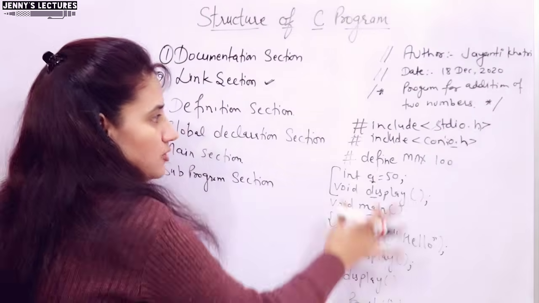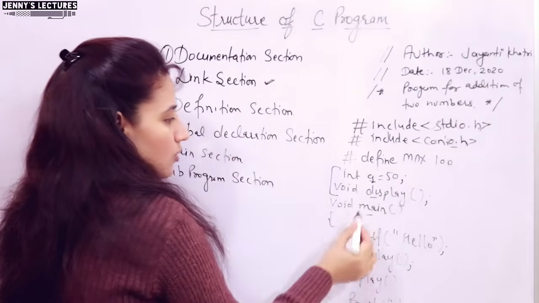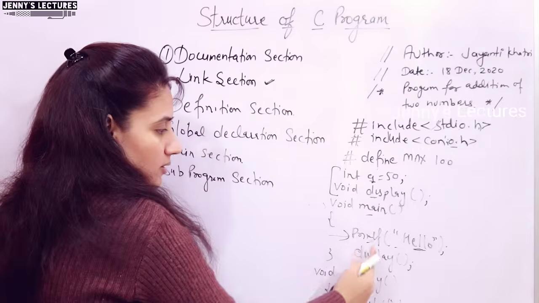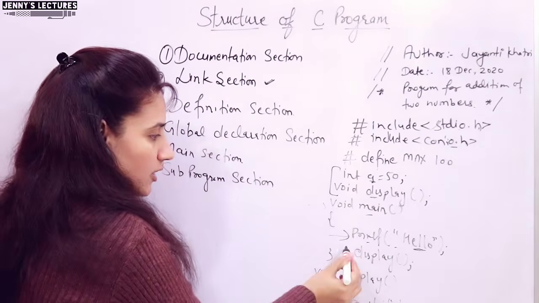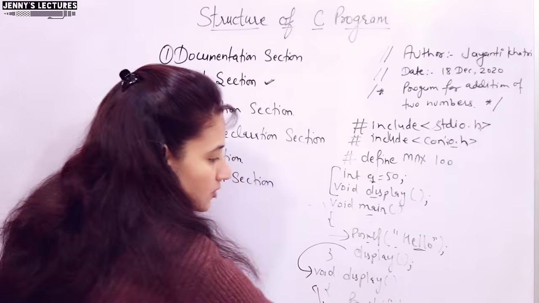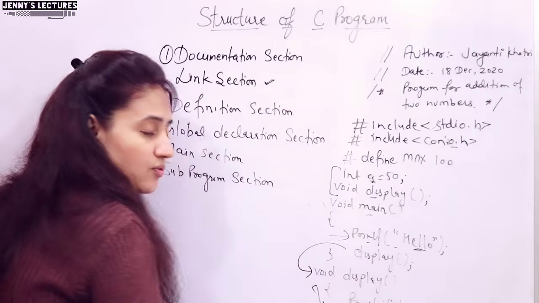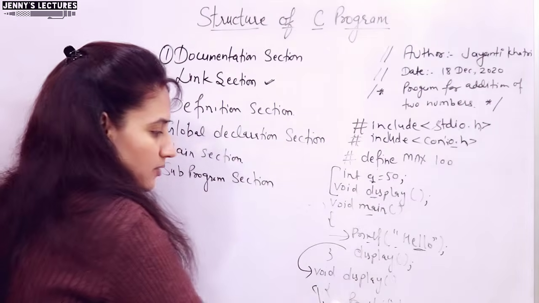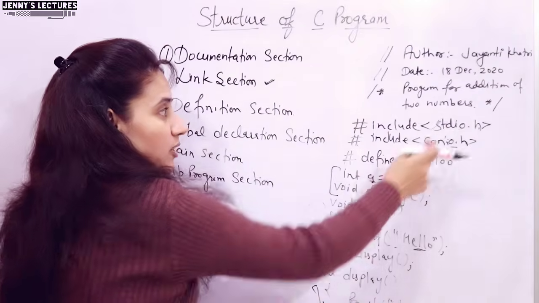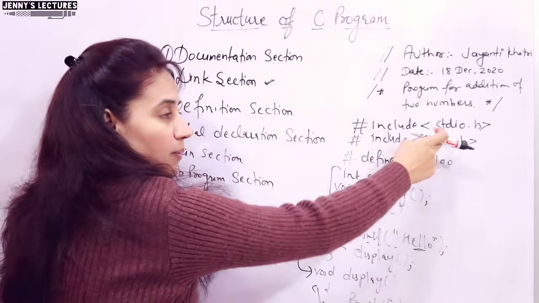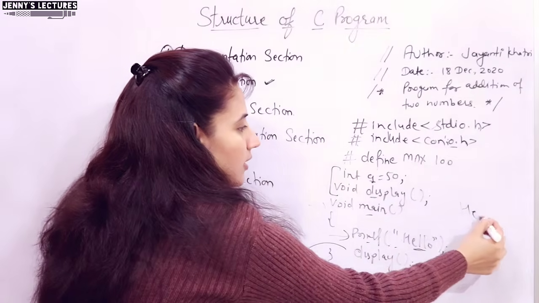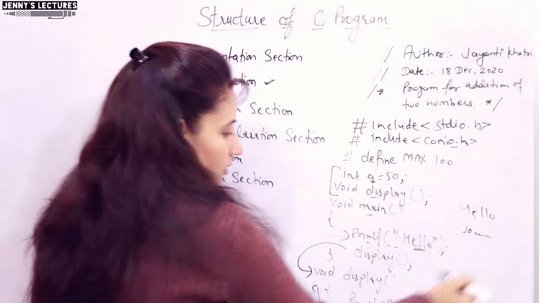So whenever this program is executed, control will go to the main function. So first of all, what would be printed? Hello. Then you are calling the display function. Then control will go to this function. Now within this function, what is written? Printf Jenny's lectures. Printf means the compiler can understand that it has to give some output, because you have included this file and the code of printf is there. So the compiler will understand that printf means it has to print Jenny's lectures. So first hello would be printed and then Jenny's lectures would be printed.